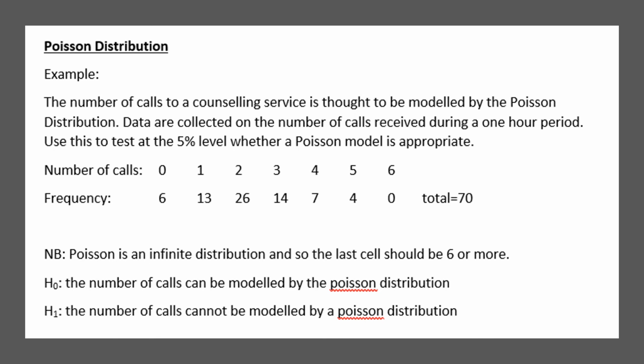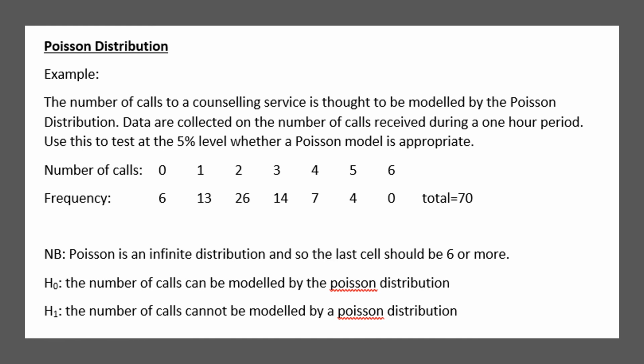Also remember, Poisson is infinite, so when I work out this last one, I have to refer to it as 6 or more, not 6. Okay, so that's important as well. Lots of little things from previous A-level topics come creeping back in. So H0, such that the number of calls can be modelled by the Poisson distribution. H1, such that the number of calls cannot be modelled by a Poisson distribution. Always look carefully at the question to see what's a good way of representing the hypotheses.